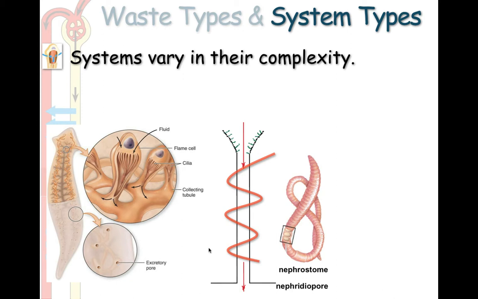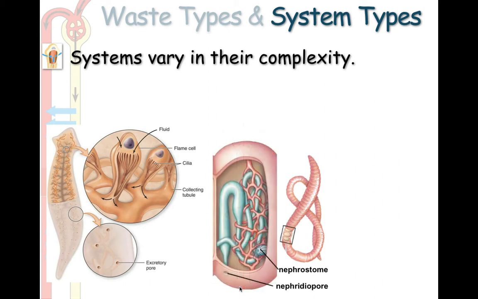If you look at an earthworm, each individual segment has something called a nephrostome, which again is a long tube surrounded by a blood vessel here. The blood vessel is bringing the waste products to the nephrostome, and it can be filtered out within this tube, and then the waste products excreted through something called a nephridia pore, which exits to the external environment.